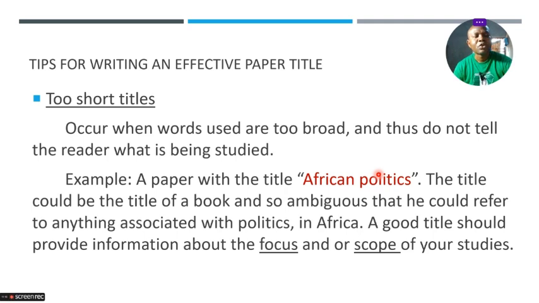Now, another possibility is to have too short a title. That is a situation whereby you have something like "Social media impact," which does not even convey any meaningful heading as a research topic. It may be suitable maybe for a newspaper headline, but as far as a research title is concerned, the philosophy is that it must be able to convey the essential message even to the reader. So we have an example here, a paper with the title "African Politics." This may be suitable for the title of a book, but for a research paper, this will not be suitable.